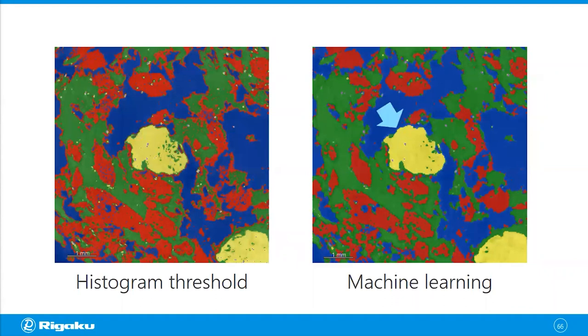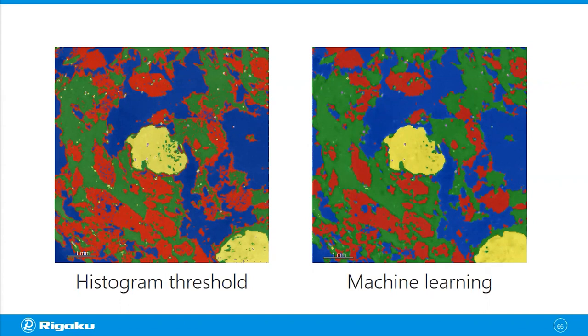So you see the red phase framing the green phase. Again, you don't have the same problem with the machine learning. And other than this framing artifact, you also can get rid of those noise-like speckles. You don't have those in the machine learning segmentation. So this is why when you have more than two phases, you probably can get cleaner segmentation by using either machine learning or deep learning.